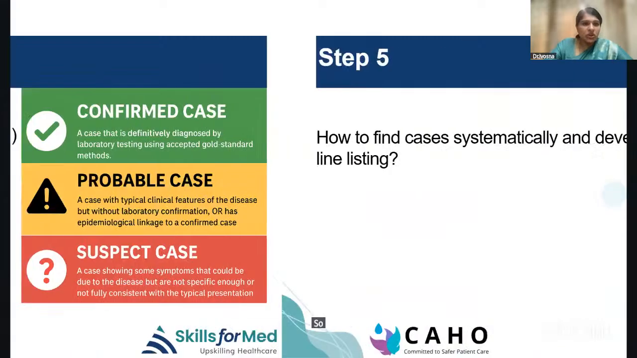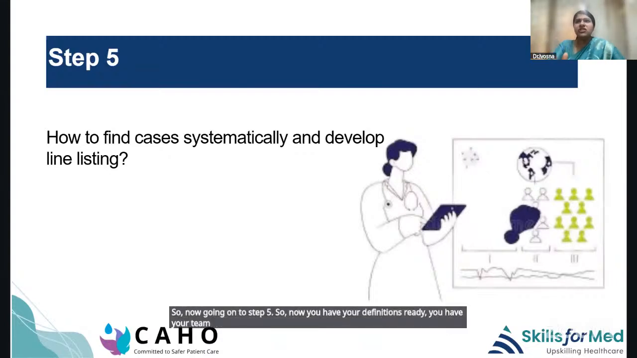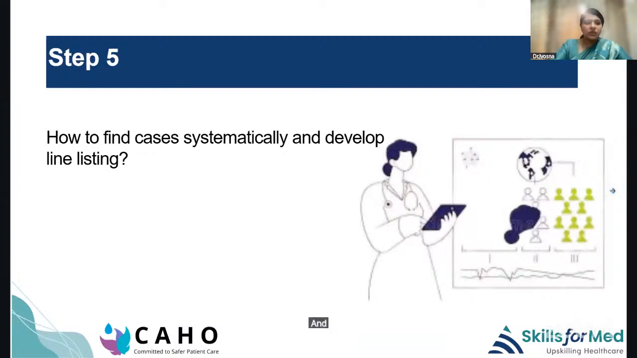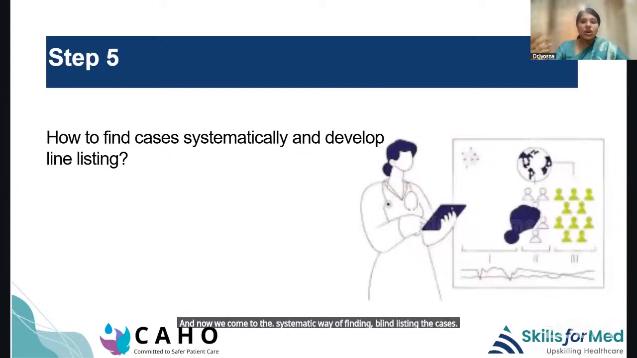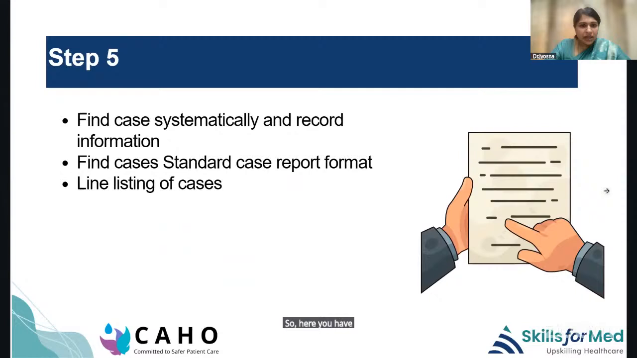So now going on to step 5. Now you have your definitions ready, you have your team ready, you have your investigation team, you have your control team, you have verified the diagnosis, and now we come to the systematic way of finding, line listing the cases. Okay, so how do we do this line listing? So here you have various formats for it.